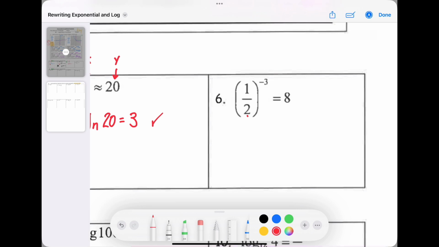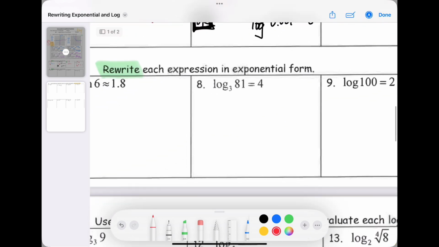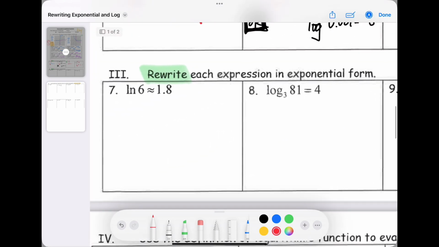Moving on, all about the base. What is my base? 1/2. So all about the base, log base 1/2, and my x and y switch. So the a and the -3 are going to switch. And that's it. Good.